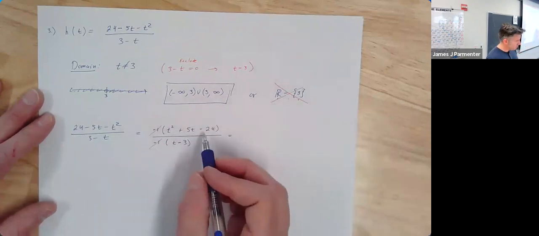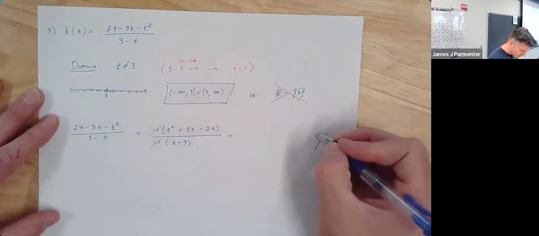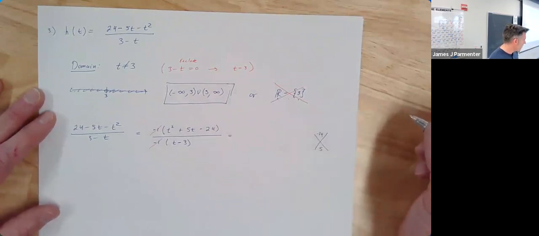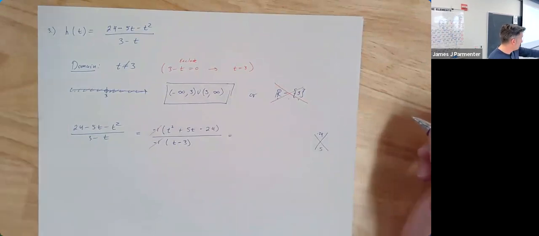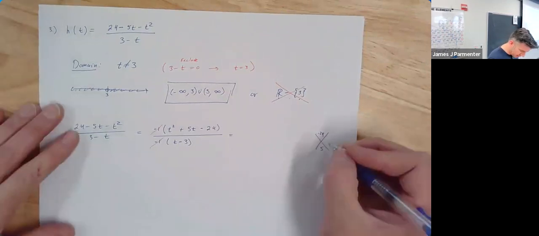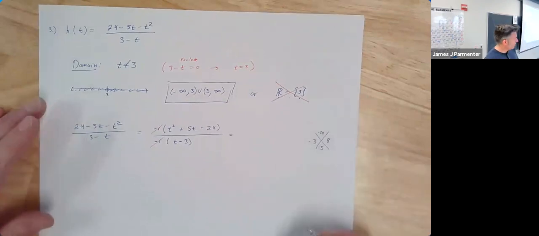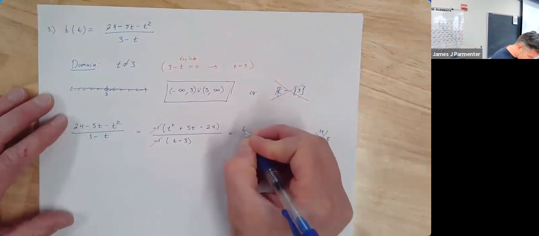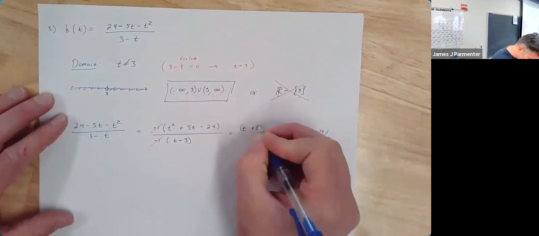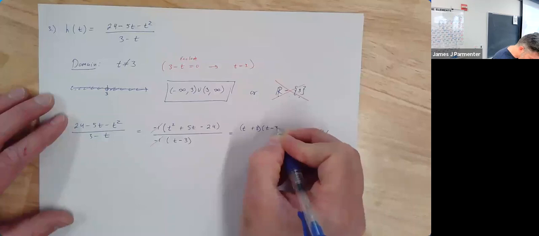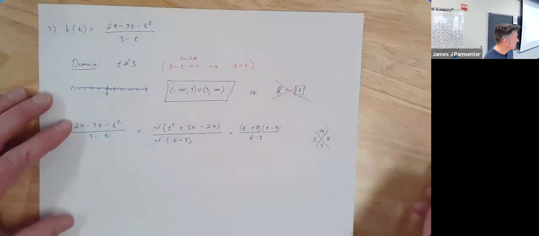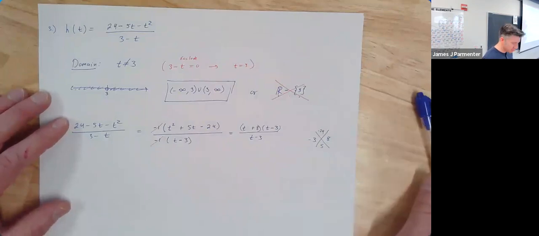So I'm looking for numbers that multiply to -24 and add up to +5. And 24 is a tough one. 6 and 4. Oh, yeah, what? 8 and -3 are the winners. Exactly. Multiply to -24, add up to +5. So this is going to factor as t plus 8 times t minus 3 over t minus 3. And oh, look, the t minus 3's cancel.